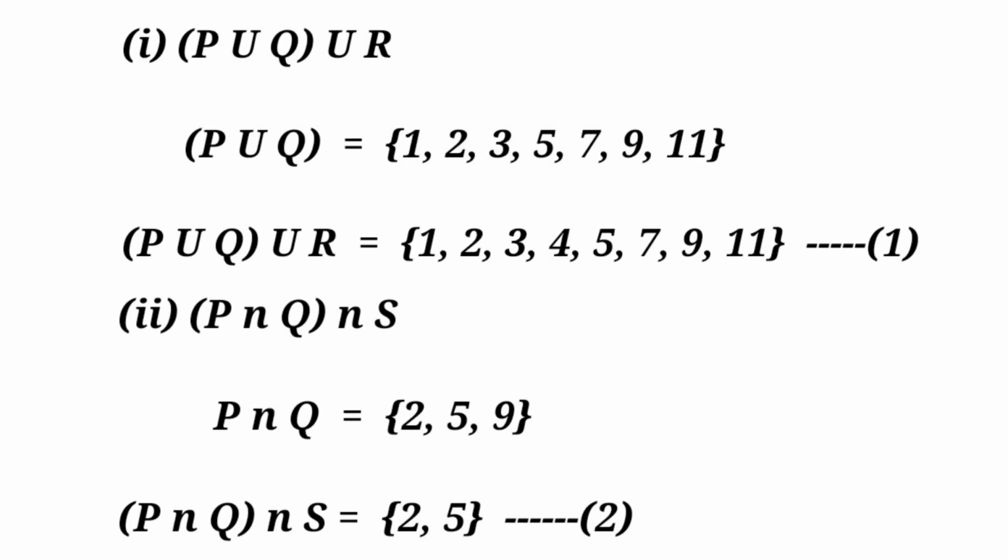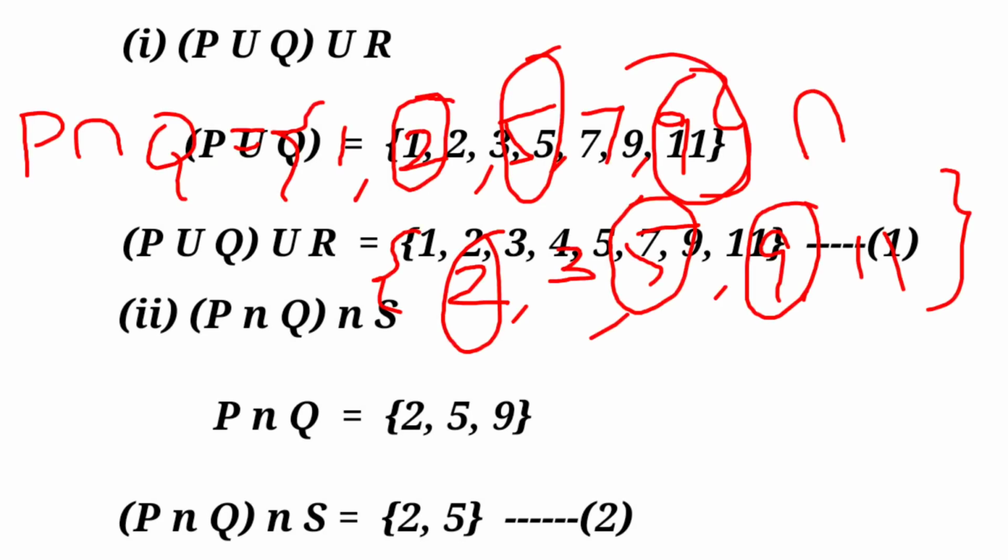Second subdivision, P intersection Q intersection S. First we find P intersection Q. Intersection means common to both P and Q. Here P is equal to {1, 2, 5, 7, 9} and Q is equal to {2, 3, 5, 9, 11}. Identify the common elements: 2, 5 and 9. Therefore P intersection Q is equal to {2, 5, 9}.